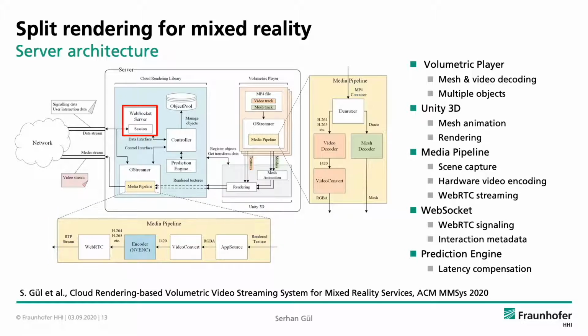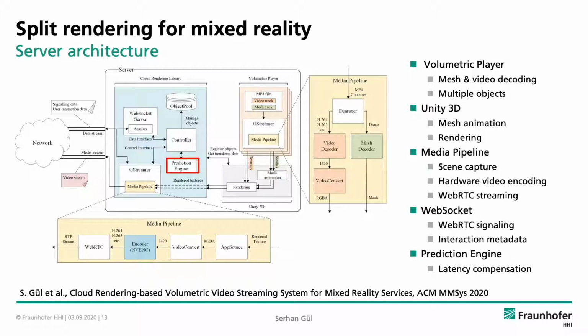For WebRTC signaling and interaction metadata, we have a WebSocket server that establishes a session between the client and the edge cloud server. And we also have a controller module that manages the objects, data, and control interfaces. Finally, we have a prediction engine that attempts to predict the future user position for a given prediction window so that we can reduce the effective interaction latency, or in other words, motion to photon latency experienced by the user.